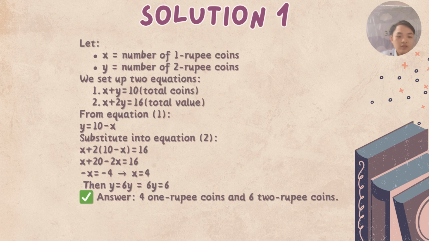We substitute the new equation into equation 2, so we get x plus 2 times (10 minus x) equals 16. After we expand it, we get x plus 20 minus 2x equals 16. After we simplify, we get negative x equals negative 4, so x equals 4. Then we calculate the value of y and get y equals 6. The answer is 4 one rupee coins and 6 two rupee coins.